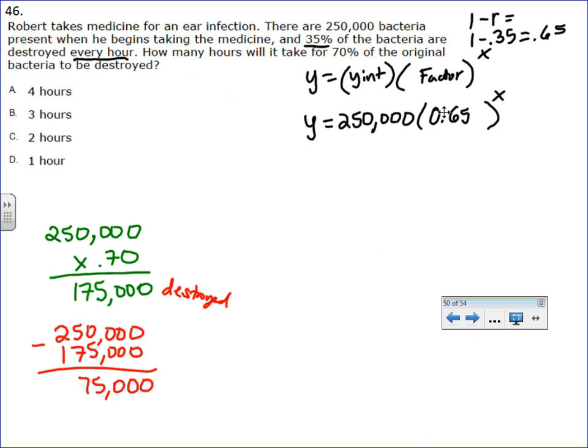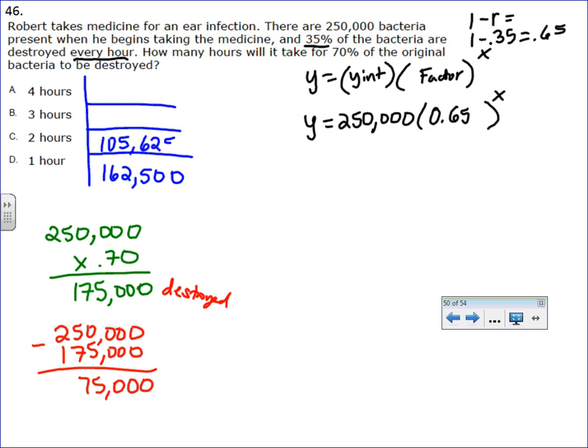What I did was I plugged this into my Y1, and then I went to my table and recorded the values for each of my answer choices. For 1 hour, you would have 162,500 remaining. After 2 hours, you have 105,625 bacteria remaining. After 3 hours, you're going to have 68,656 bacteria remaining. After 4 hours, you have 44,627 bacteria remaining. Which one is the closest to 75,000? B, 68,000.